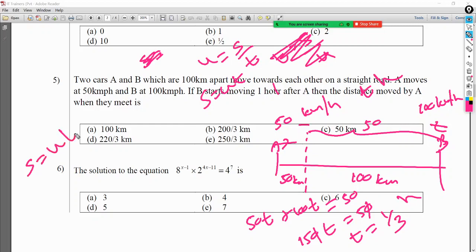s equals ut. u is 50 kilometers per hour into t is 1 over 3 hour. Hour to hour get cancelled. 50 divided by 3. Right?